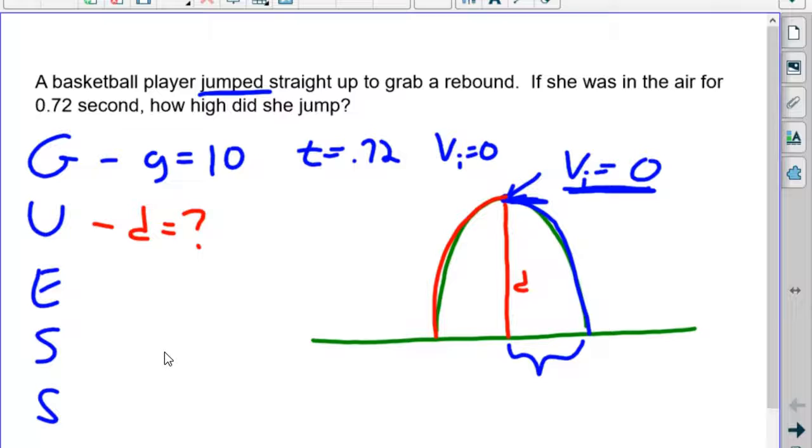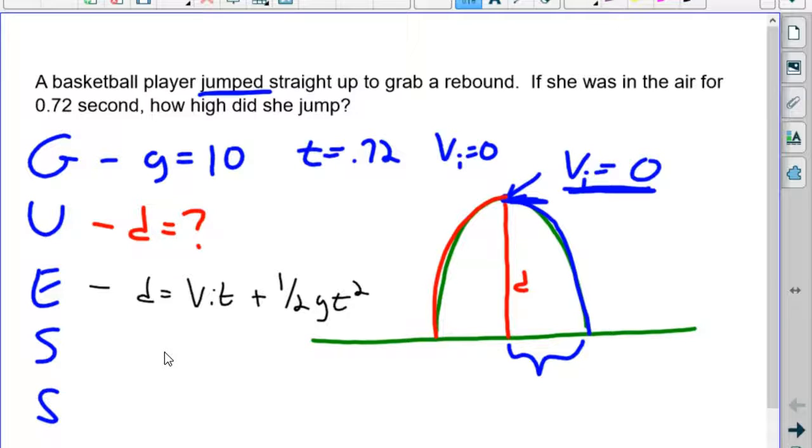And so I'm going to go ahead and identify the formula that I'm going to use. My equation is going to be d equals vi t plus 1/2 g t squared. And so that's the full formula written out. And then I'm going to have to substitute in. And actually, before I do that, I'm sorry, I'm going to get ahead of myself here.